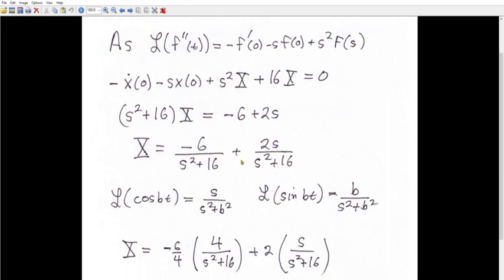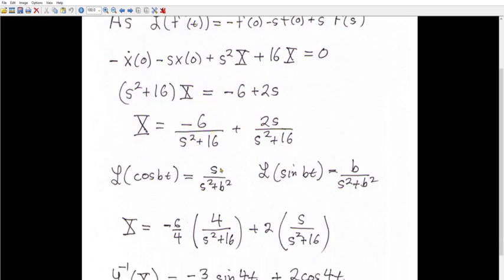And I've split it up into two fractions because this looks a whole lot like a cosine transform, and this looks a whole lot like a sine transform, because the transform of the cosine of bt is s over s squared plus b squared. The transform of the sine of bt is b over s squared plus b squared. The cosine is just taken care of nicely. We got a 2 times that.